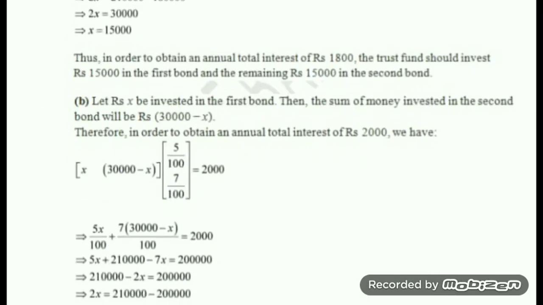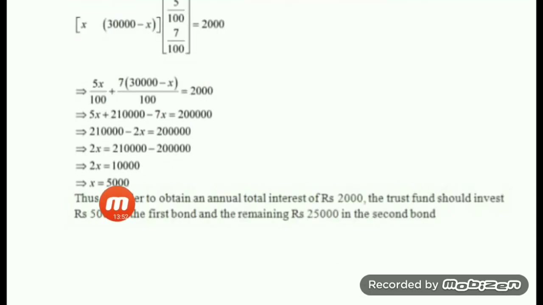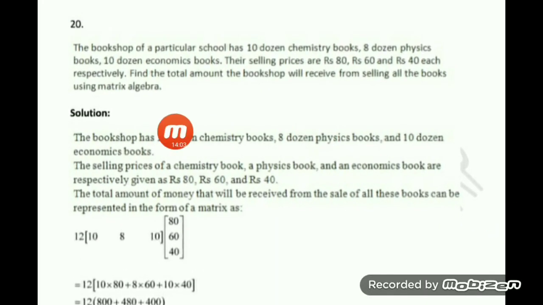So you have to do the calculation like this. Here it is 2,000. Then do the calculation in the same manner. You will have here in this case x equal to 5,000. So the other part will be equal to what? 30,000 minus 5,000, that is 25,000. So this is the solution of this question. The next part is question number 20.